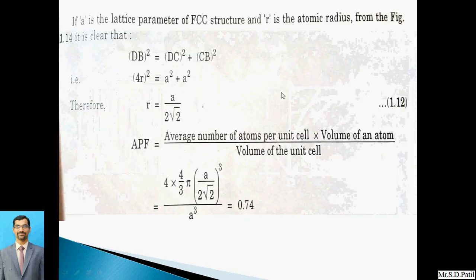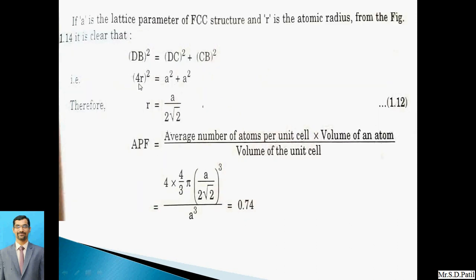So here, 4r square is the value of db, which is 4r. The square of this particular term is equal to a square plus a square. So 2a square is equal to 4r square, which means 4r into bracket square. By simplifying this, we get the value of r. R is equal to a divided by 2 into under root of 2. So here we are just putting the value of r over here.